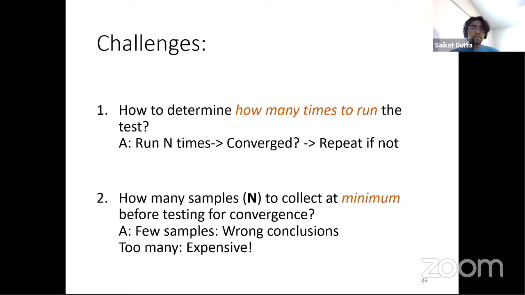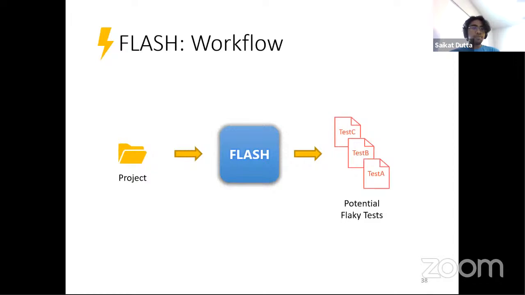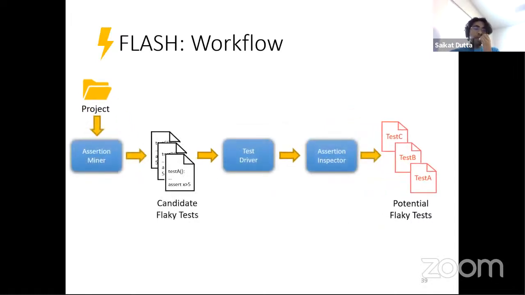That is the strictness of the convergence test. And for our evaluation, we use a minimum of 30 samples. So let's now understand the workflow of Flash and what are the main components. Flash mainly consists of 3 main components: the assertion miner, the test driver, and the assertion inspector.